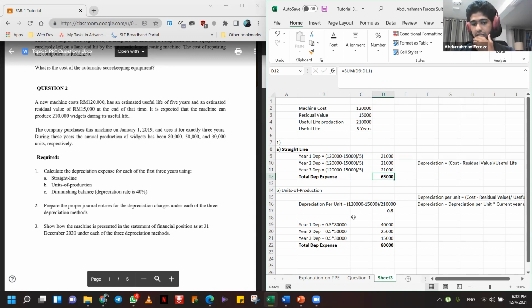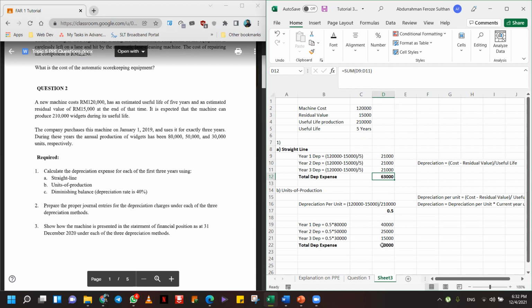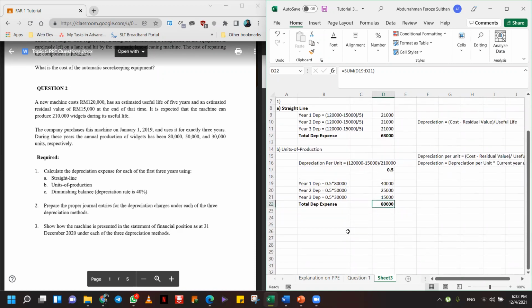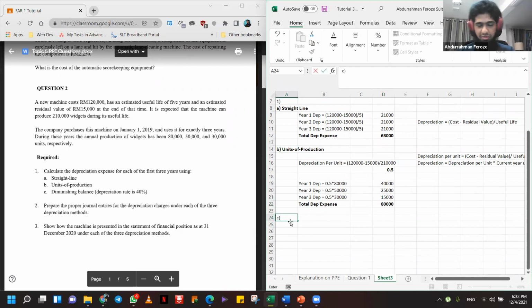Using the units of production method, year 1 is 40,000, year 2 is 25,000, and year 3 is 50,000, because this is based on how many widgets are produced. So the total depreciation expense is 80,000 here. You understood this? You guys got it? I didn't see that, that was my bad.